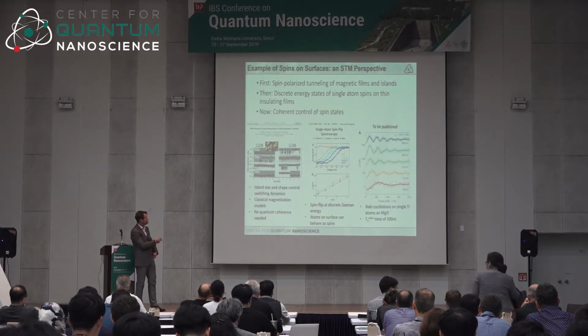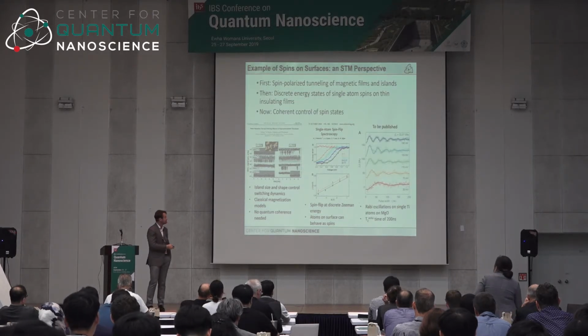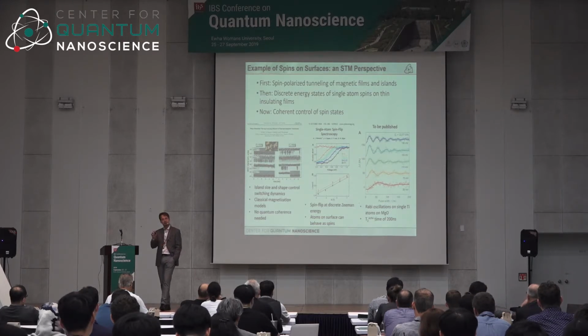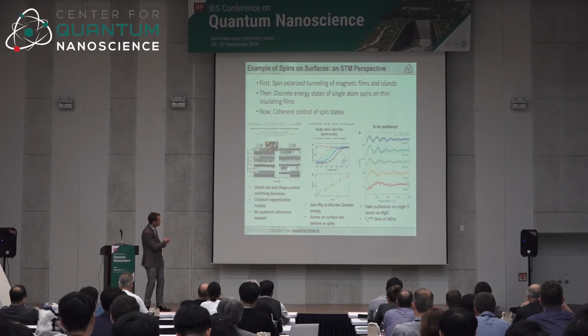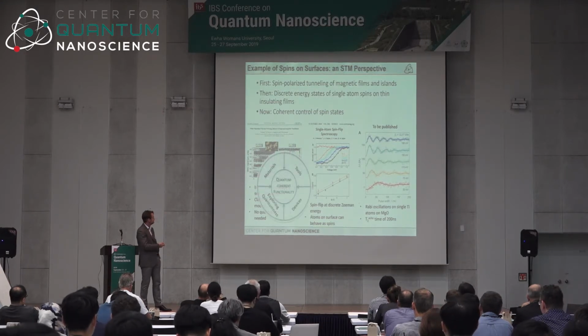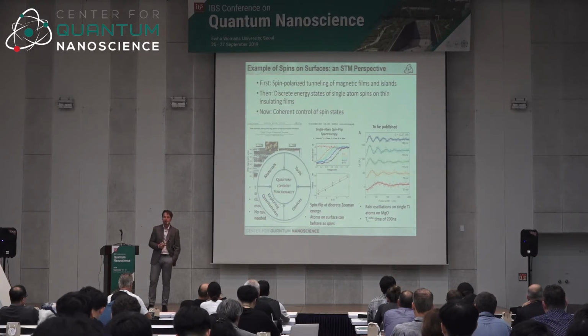But nowadays we can do coherent manipulation of these spin states, such as the Rabi oscillations here measured on a single titanium atom on a thin insulating film. Right? So this again is a progression where I believe that we can go towards the goal of quantum nanoscience, and we can make our way into the center of this field.